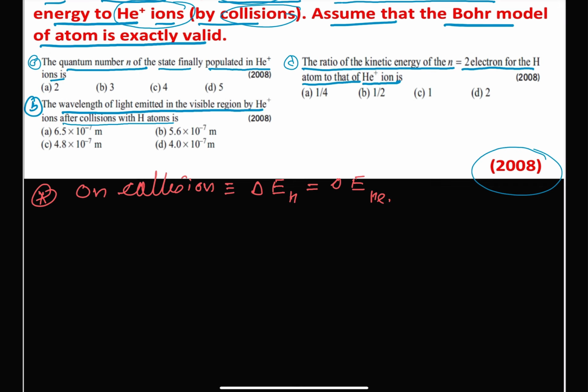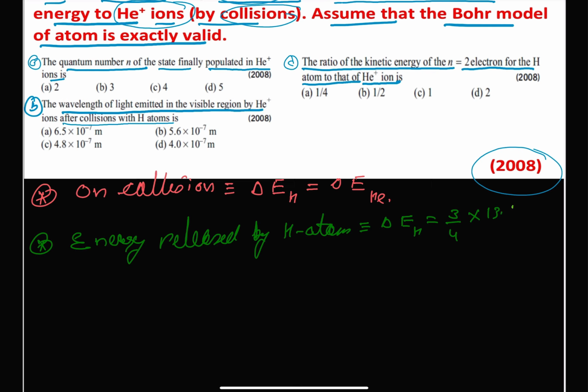First of all we are going to find out the energy released by H atom, which is our delta EH. This will be equal to 3 by 4 multiplied by 13.6 electron volt.